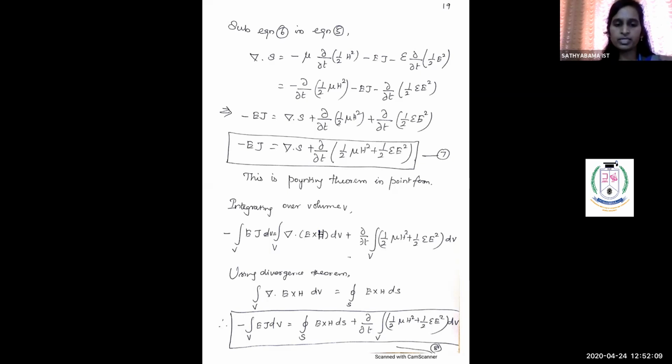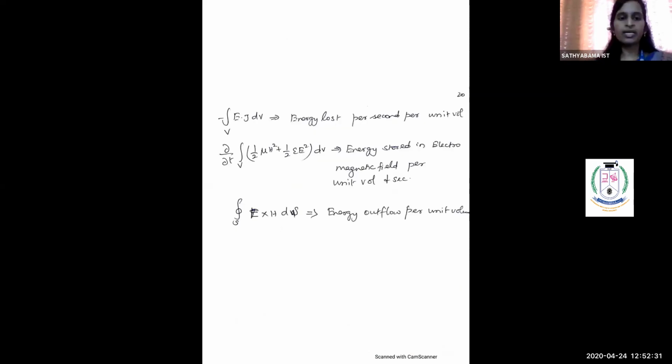So what do these terms indicate? You have minus integral E·J dv, you have surface integral E cross H ds, and the third term as ∂/∂t of volume integral of half mu H square plus half epsilon E square dv. Our first term, minus volume integral E·J dv, is energy lost. That will be equal to the summation of the other two terms. What are the other two terms? That is ∂/∂t of volume integral of half mu H square plus half epsilon E square into dv. That indicates the energy stored.